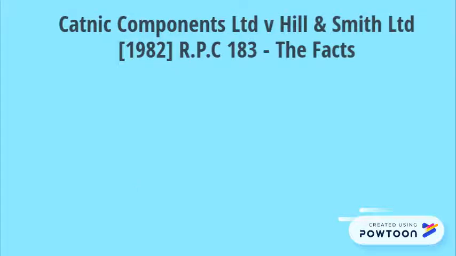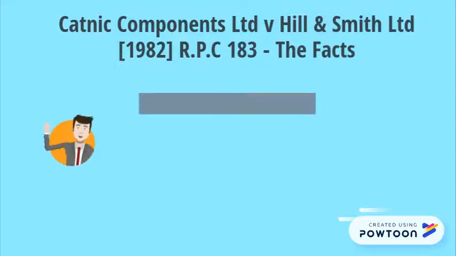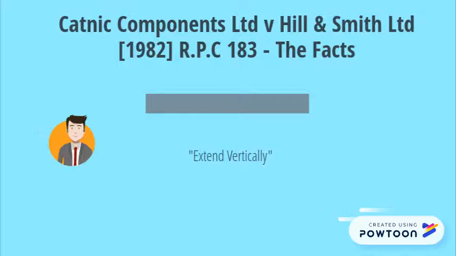This approach was keenly examined in the case of Catnic Components Limited and Hill & Smith Limited. Catnic had a patent for a steel lintel, which was used to provide structural support over door or window openings, with the primary specification of the patent being that the lintel was to extend vertically.